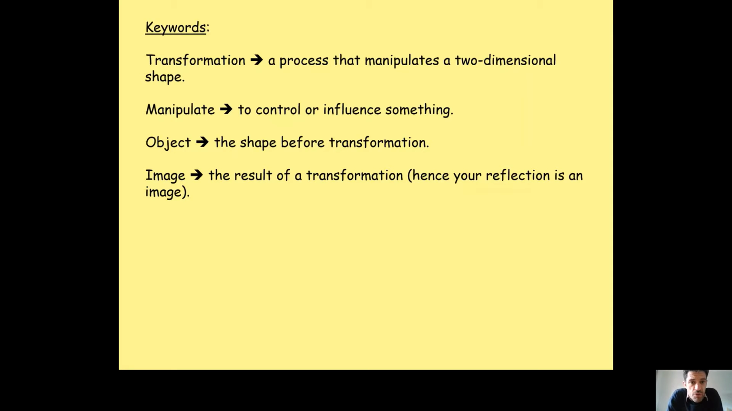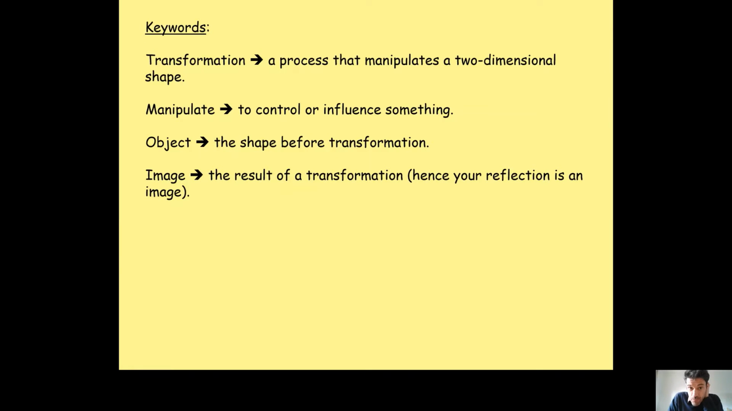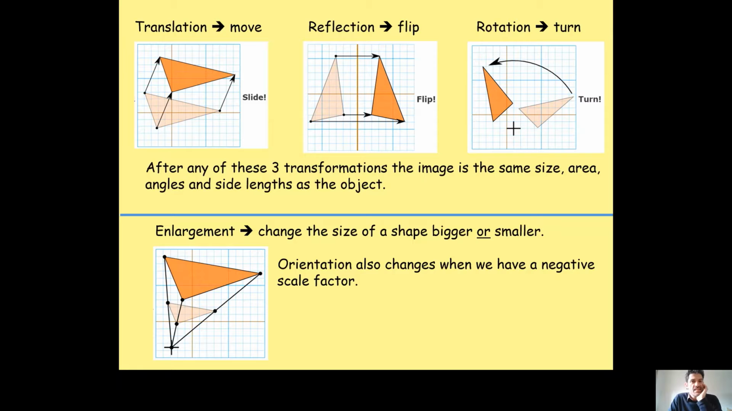Object and image are two words I'm going to refer to a lot. When you're told to do a transformation or reflect this, what you start with is the object, and what you end up with is the image. It's much easier if we use those two words a lot so that you know what I'm referring to. When you look in a mirror, you are the object and your reflection is the image, because it is you transformed. Can you copy those down, please? Pause the video.